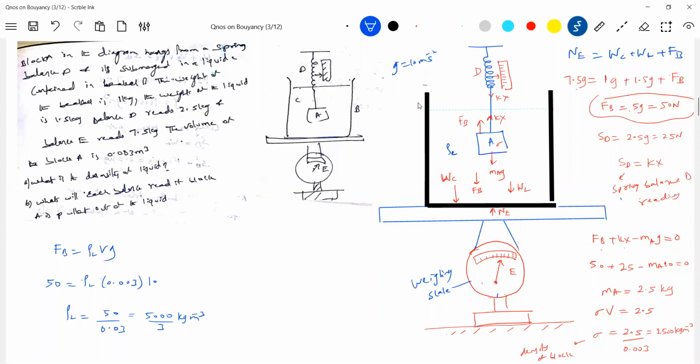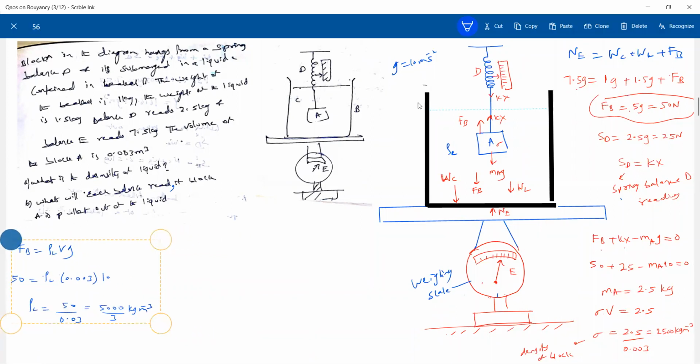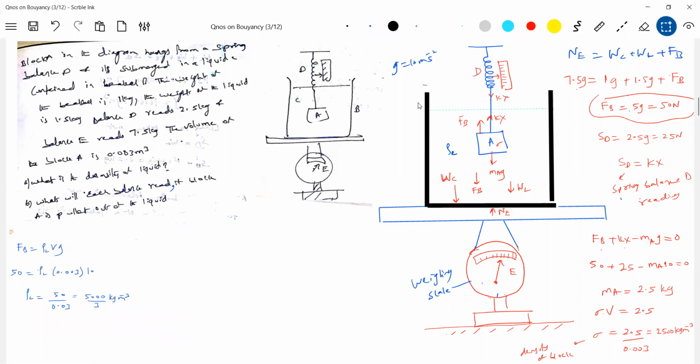Now, what will each balance read if block A is pulled out of the liquid? When block A is pulled out of the liquid, I'll go for a very rough diagram. Why do we need the density of the block? For that purpose only I calculated it. So that's part A of the problem. Now come to part B. So when I remove it, the spring balance will read the actual weight.